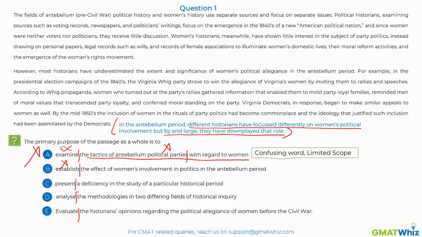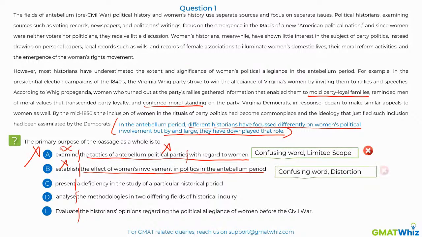Moreover, the author is definitely not trying to prove the effect of women's involvement. Where is the effect of women's involvement mentioned, guys? There's one small thing given about molding party loyal families. That's part of the example. There's one small thing given about conferring moral standing. Okay. But ask yourself, is the author trying to prove that women had an effect? Or is the author trying to prove that women played a role? Okay, so B is out. Most of you marked B. It's a distortion, guys.